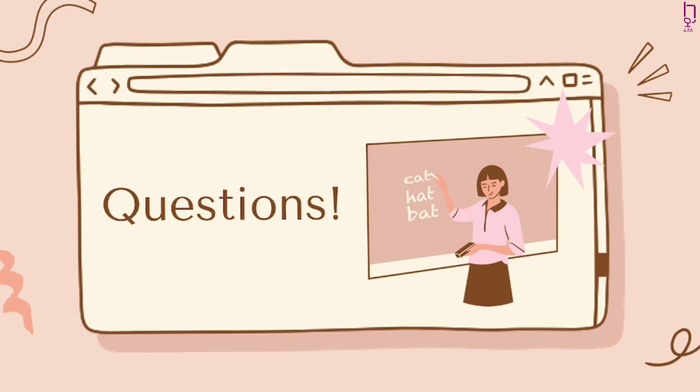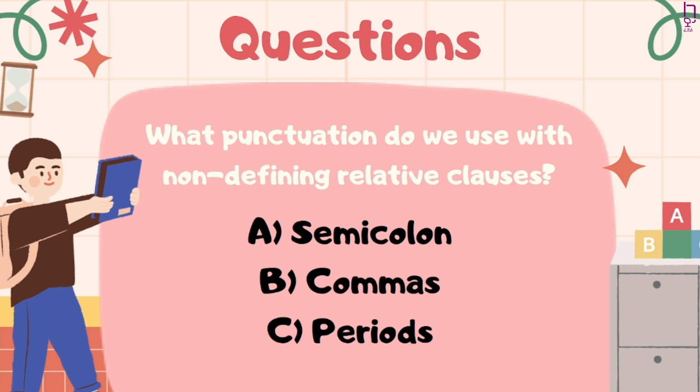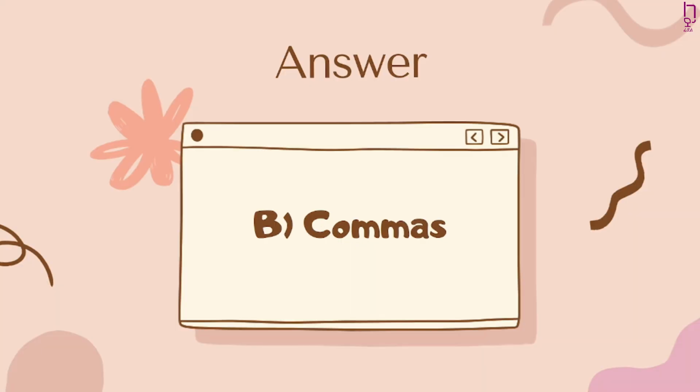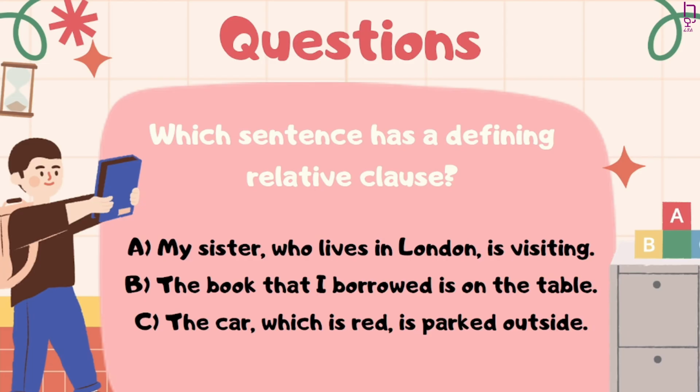Now let's do some questions. What punctuation do we use in a non-defining relative clause? Semicolon, comma, or period? The answer is commas. The second question: which sentence has a defining relative clause? My sister, comma, who lives in London, is visiting. The book that I borrowed is on the table. The car, which is red, is parked outside.